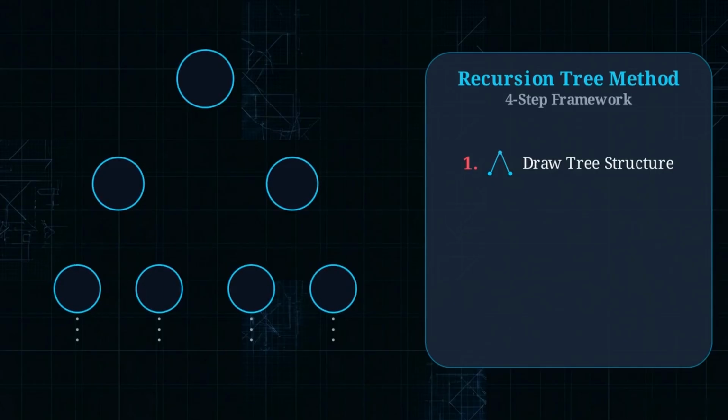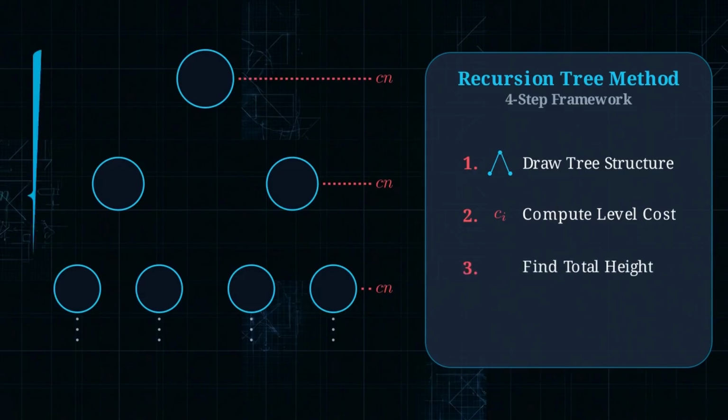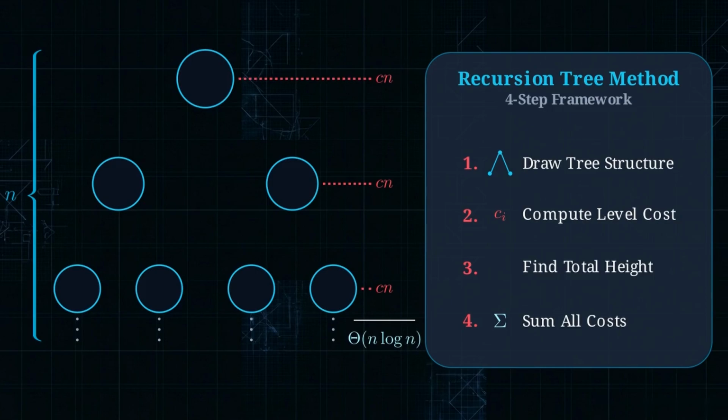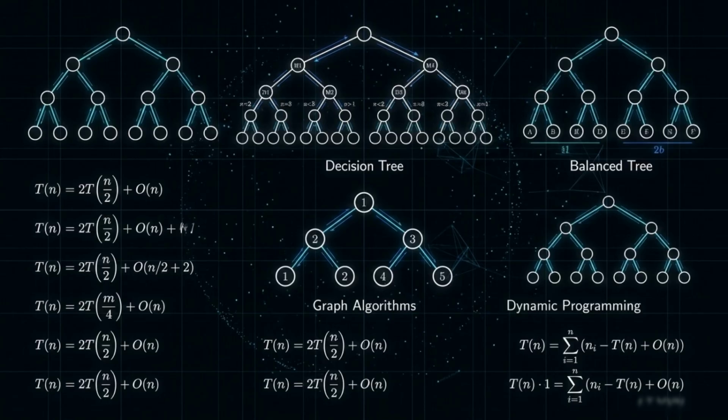First, draw the tree of recursive calls. Second, compute the cost per level. Third, find the total height of the tree. And finally, add all those costs together. By mapping these steps, we can calculate the exact time complexity of divide-and-conquer algorithms without getting lost in long, repetitive formulas.